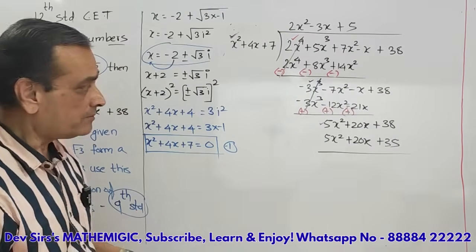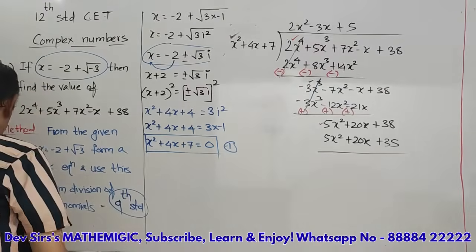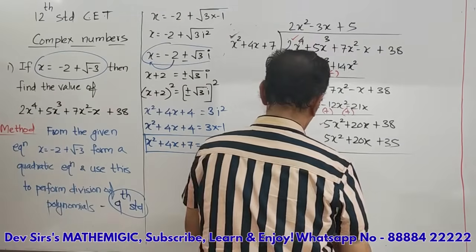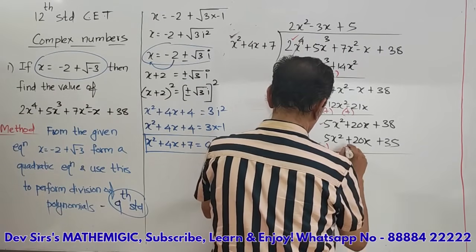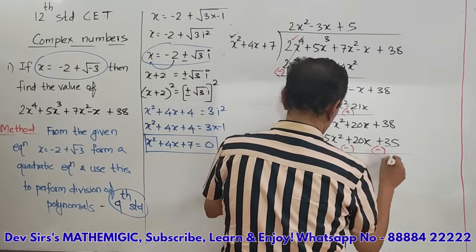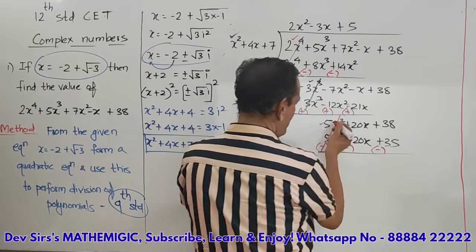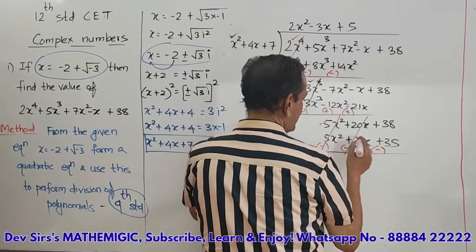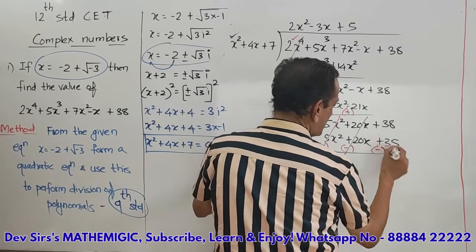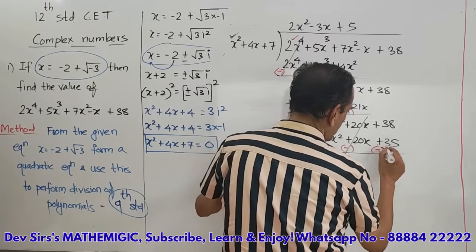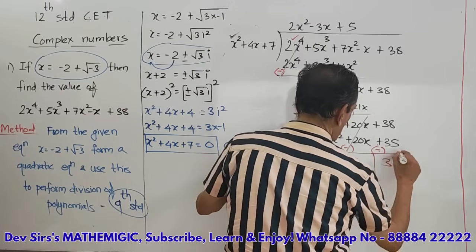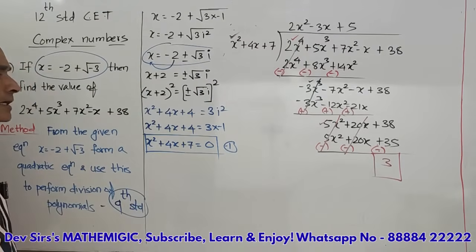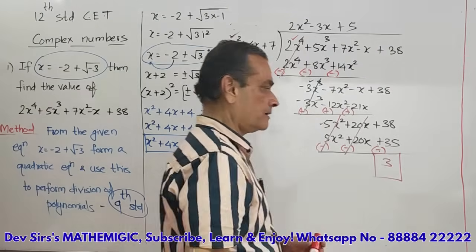Wait, be careful. First change the signs. 5x² minus 5x² has gone. Plus 20x minus 20x has gone. Don't do 38 plus 35, 38 minus 35, 3. Now we have reached the remainder.